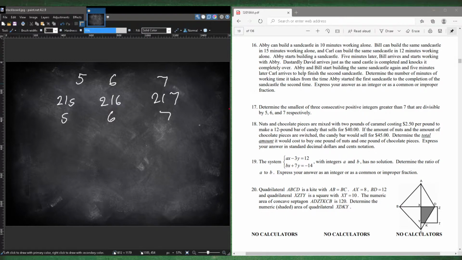So that basically tells us that the smallest of the three consecutive positive integers greater than 7, since 2015, 2016, and 2017 is greater than 7, then the smallest is 2015, and that's your answer.